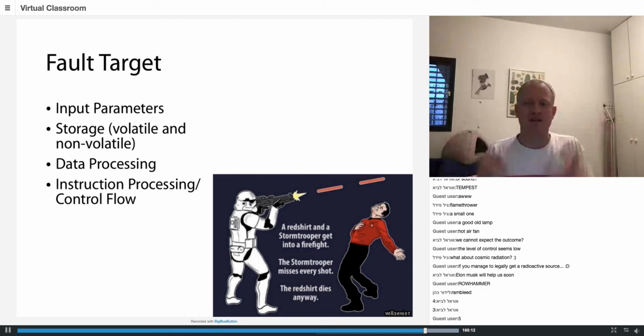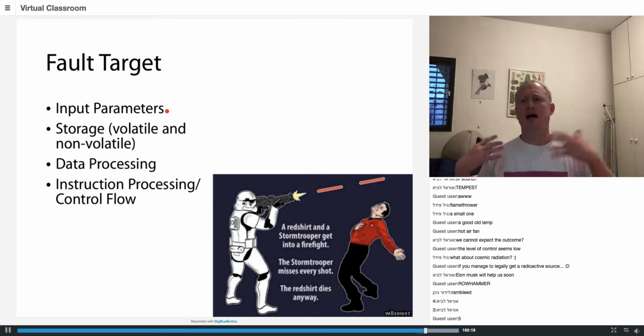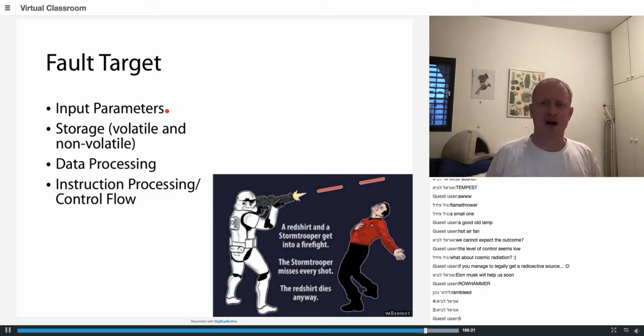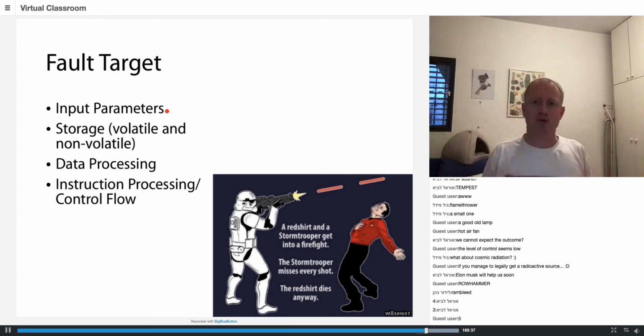But what kind of things can I fault? So one thing is input parameters. This is very close to fuzzing. So I did the fault attack, and now the inputs are wrong. The file is malformed. The parameters are wrong. Maybe I'm trying to hash a string of length 0. Maybe I'm trying to compare something to a value which is known because of the default. So I can break the input parameters.